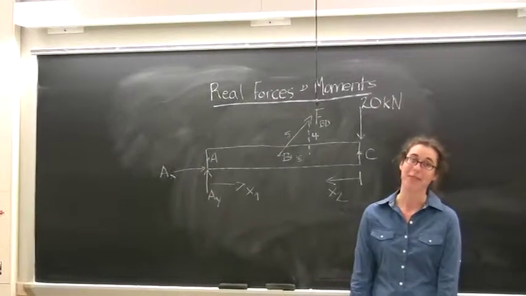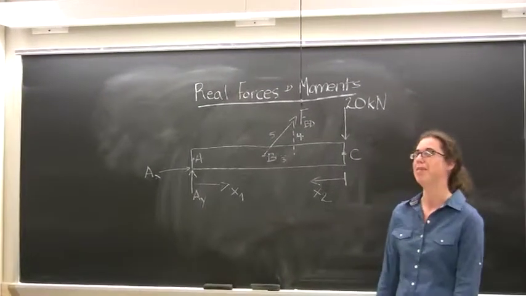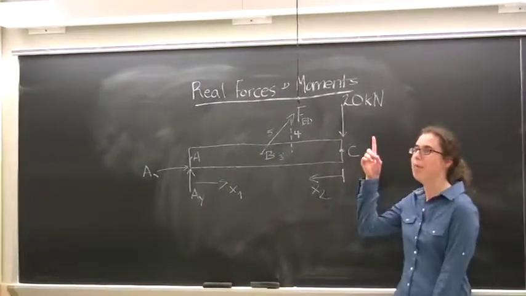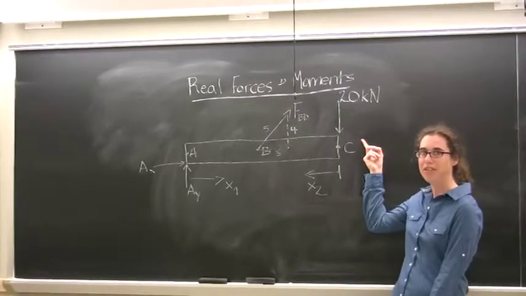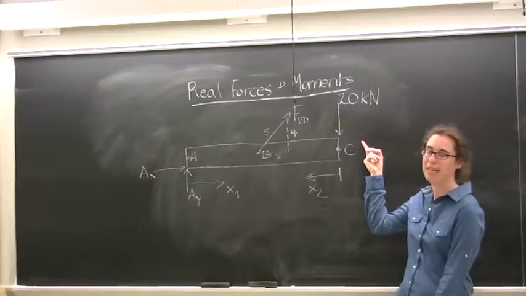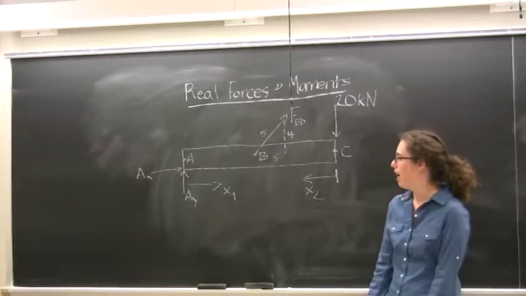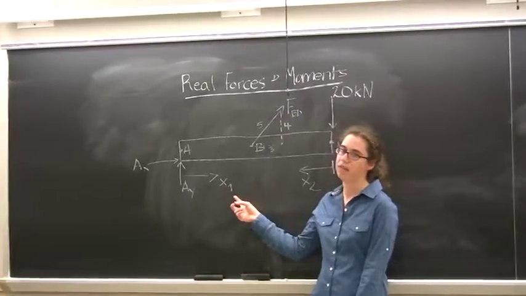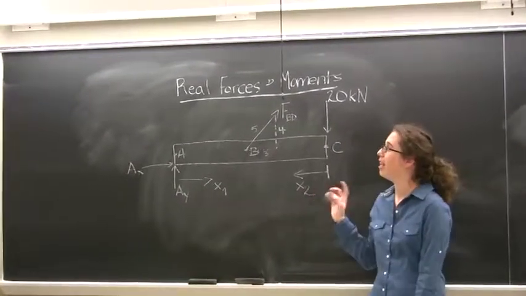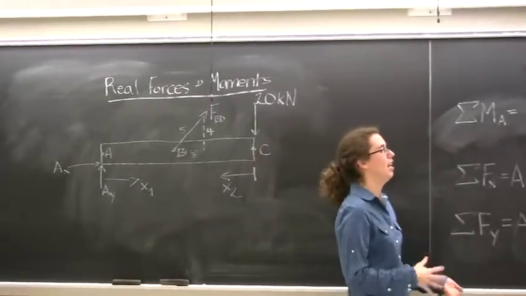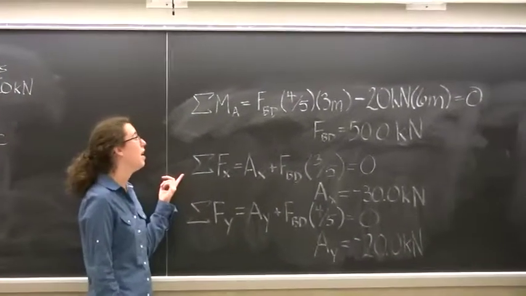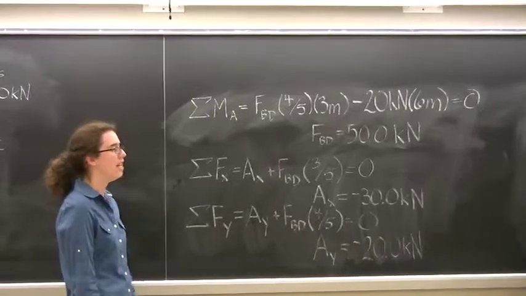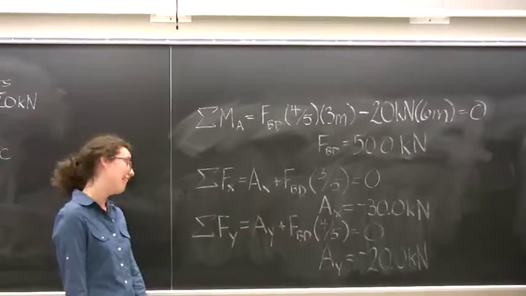Now we are going to look at the real forces and moments acting upon this beam. First, we need to remember that the 20 kilonewton force at point C is again being considered, as well as again considering x1 and x2 directions. If you come over here, we have the sum of the moments at A in order to find the force at BD, which is equal to 50 kilonewtons.